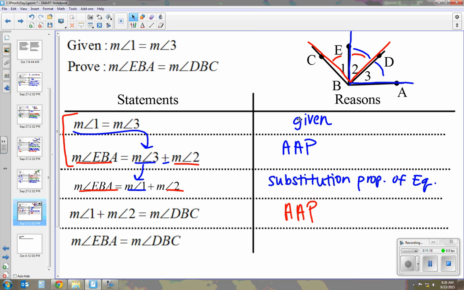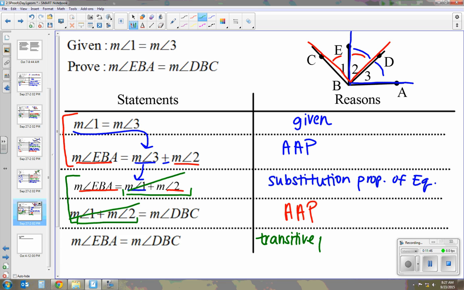Now, what we have next is we're going to look at the top two. I know that the measure of angle 1 plus the measure of angle 2 equals EBA, and also the measure of angle 1 plus the measure of angle 2 is equal to DBC. We can take out what's the same, and that's going to be transitive. That's your transitive property of equality. Okay, so that one's a little bit trickier. You will get used to seeing the substitution.